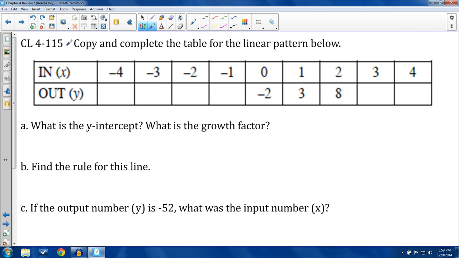Okay, number 115, copy and complete the table for the linear pattern below. I'm going to do this 2 different ways because I want to make sure that you understand both of them. One way we can do, first of all, we know that this is linear, which means that this has a constant growth rate. Whatever we add from one y to the next y, we add here, and the same thing as well.